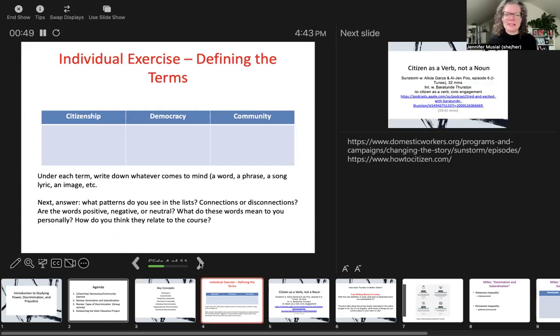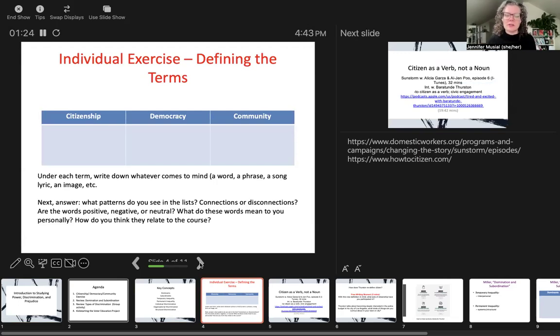This is the individualized exercise for today. This is what I call defining the terms. What you'll see on the screen here is three different columns and different terms on the top of each column: citizenship, democracy, and community. Under each term, write down everything that comes to mind for you with that term. It could be a word, a phrase, a song, an image, a lyric, whatever it is. Just total brainstorm, brain dump onto your device or piece of paper.